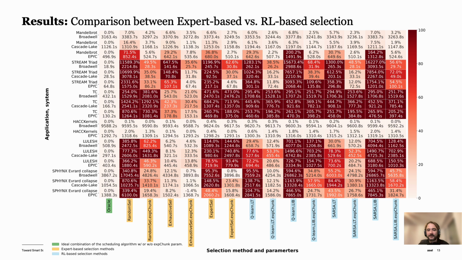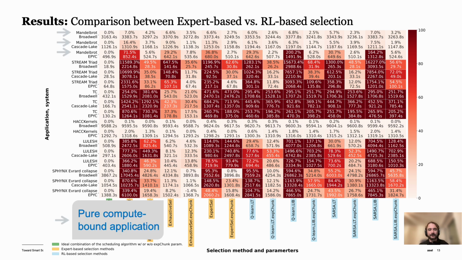This is a heat map, and darker shades of red mean a larger performance degradation compared to Oracle. That means how much slower executing an application with one of the selection methods was compared to Oracle, which is this optimal post-mortem calculated performance.